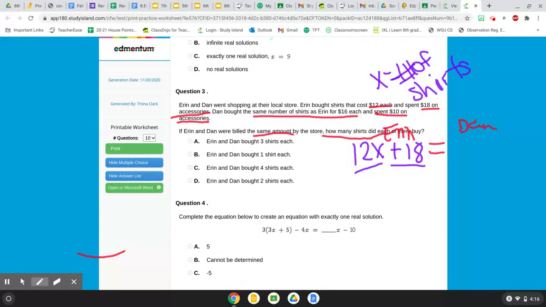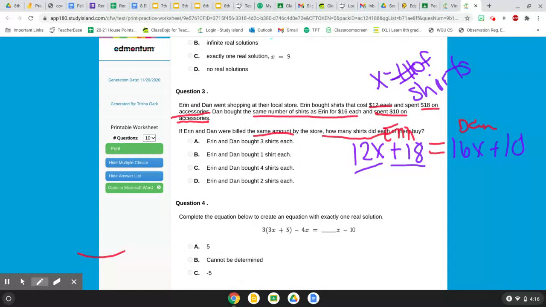Now we got to go to Dan. Same kind of thing. Dan bought the same number of shirts, but we still don't know that number yet. So that's x still, for $16 each. His were a little bit more expensive, so that's 16x. So 16 times the number of shirts. But then he spent $10 on accessories. Again, we want to know the total for Dan, so we're adding the $10. Again, it didn't say each accessory. It just said $10 on accessories. So that's a total amount for all of the accessories he bought.